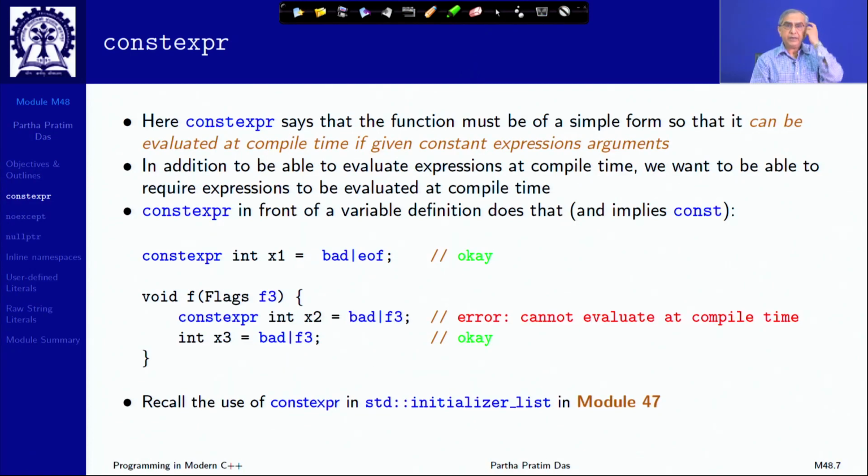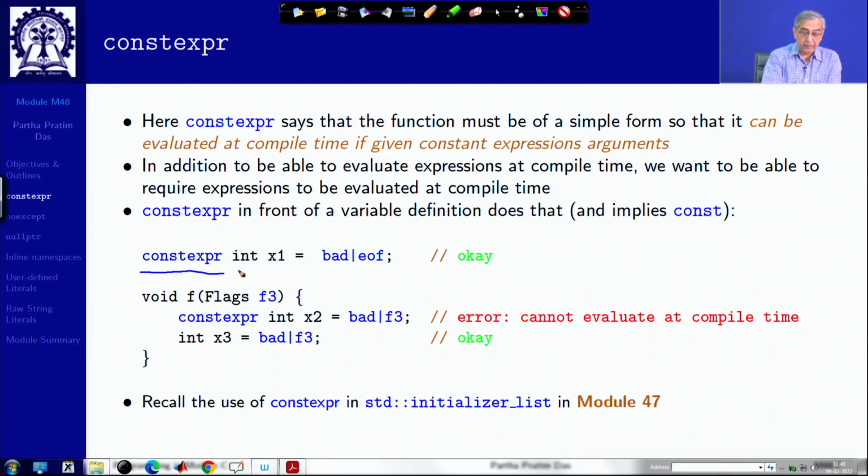Typically the const expression is a function that must be of simple form, so that it can be evaluated at compile time given the constant expression. It is not only that it gives us an ability to evaluate expressions at compile time, but we want to be able to require expressions to be evaluated at compile time, because that gives better efficiency of the code that we have. So, const expression in front of a variable definition will do that, and will also mean what we traditionally mean by const. So, this is a different context. We have const expression before int x, and this is an expression which can be evaluated at compile time. So, it will have a constant value, and will treat this as a constant.